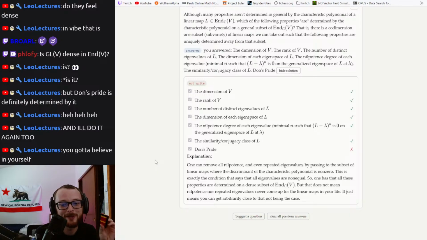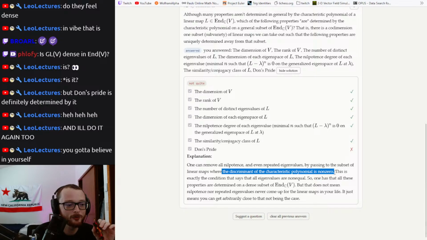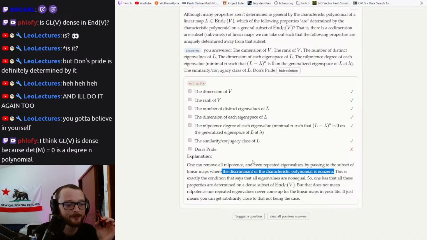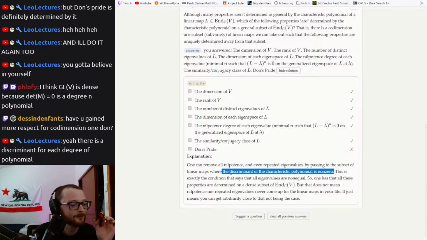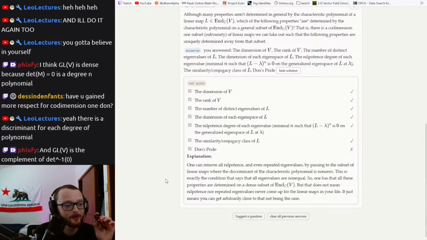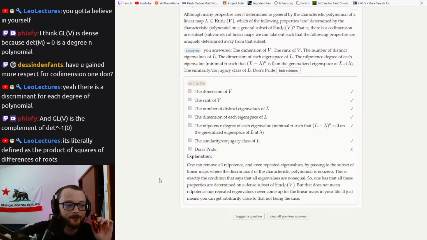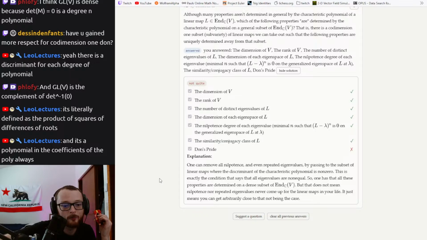To remove all nilpotents, even repeated eigenvalues, passing to the subset of linear maps where the discriminant of the characteristic polynomial is non-zero. That's the condition that says that all eigenvalues are non-equal. I mean, wait, does this have meaning for higher degree polynomials, though? Can you talk about the discriminant for, like, a degree 5 polynomial? I don't know. How do you define it? There. Okay. I didn't know that. Product of squares of differences of the roots. Oh, okay. When the linear maps are determined on the dense subset of End(V), it does not mean nilpotence nor repeated eigenvalues never come up for the linear maps in your life. You can get arbitrarily close to that not being the case.